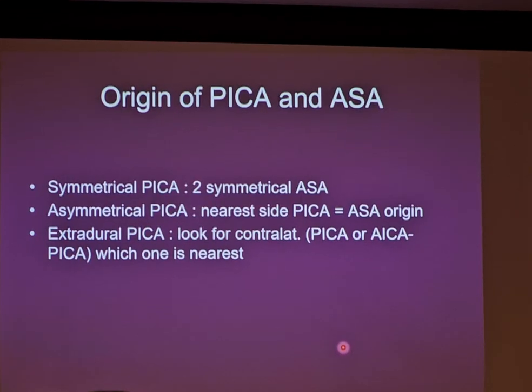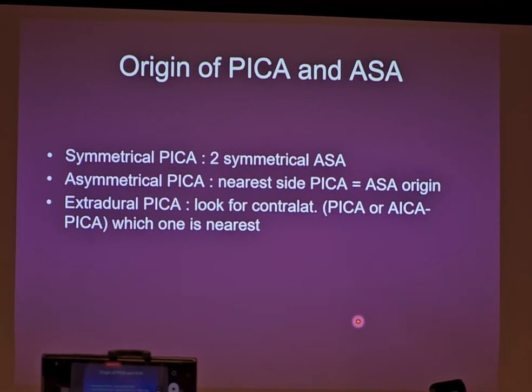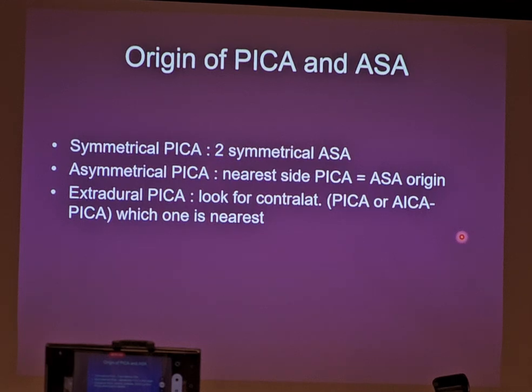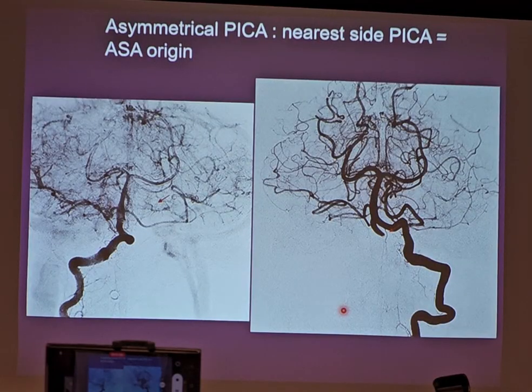So there will be some words, again, PICA is very important. We were talking about ventral perforators, we were talking about the origin of the lateral spinal artery, and now we are talking about the relation with the anterior spinal artery origin. In symmetrical PICA, you can have two symmetrical anterior spinal arteries. In the case of asymmetrical PICA, the nearest side PICA can be the origin of the anterior spinal artery. So if you have an extradural PICA, look for the contralateral PICA or the ipsilateral PICA. The nearest is the side of the anterior spinal artery.